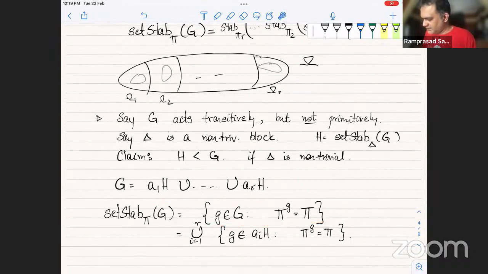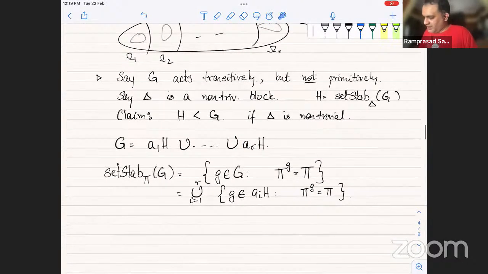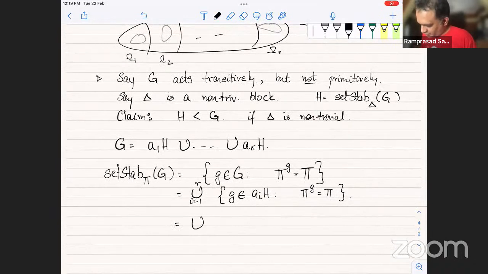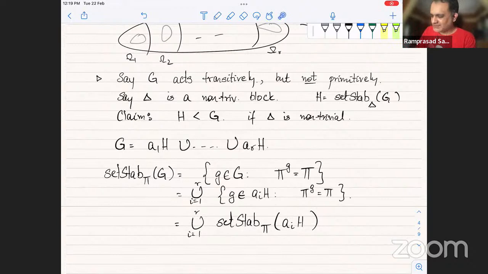So I'm just splitting this big set into which of those g's came from this coset, which came from this coset, etc. Let's give this a name, and let's abuse notation and say that this is the union over i going from 1 through r of set stab of pi, but in the coset a_i H. So in some sense, if I can solve these problems, then hopefully I can combine them together and solve this problem. And I'm hoping I'm making progress because H is a smaller subgroup than G is. Lagrange's theorem tells us that H is a subgroup of size at most half of what you started off with. So you're making some progress.